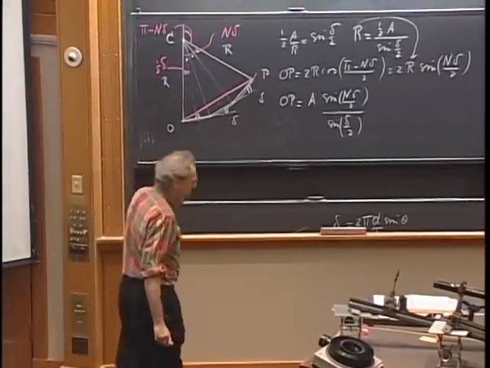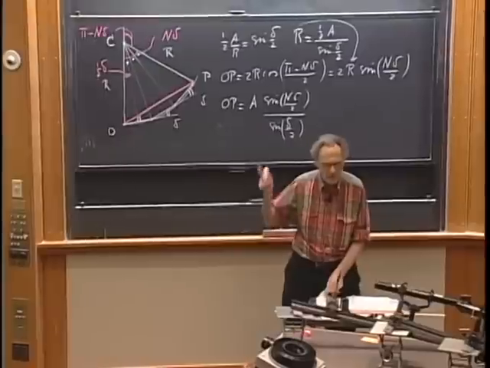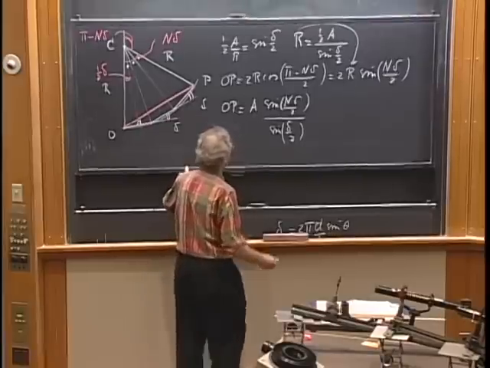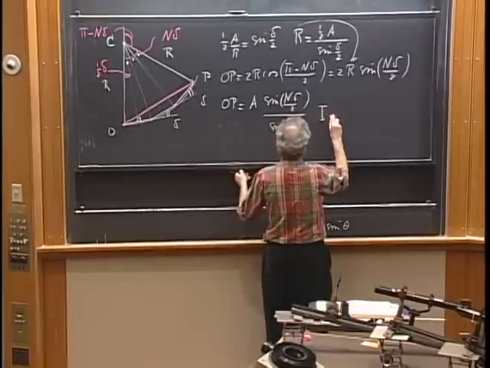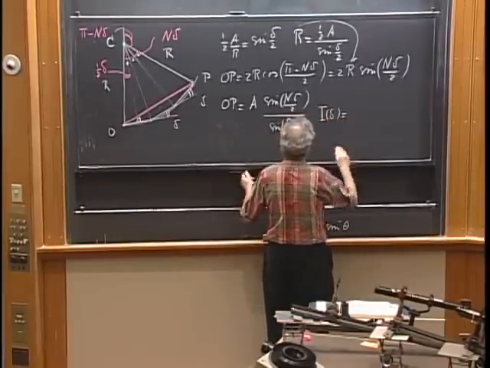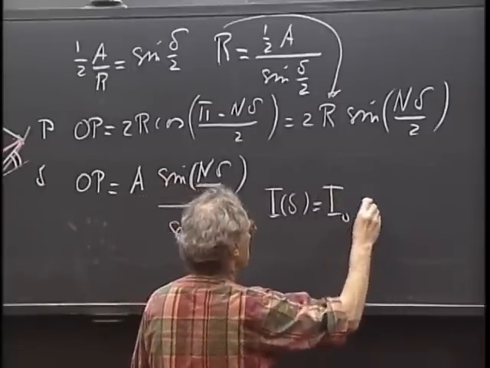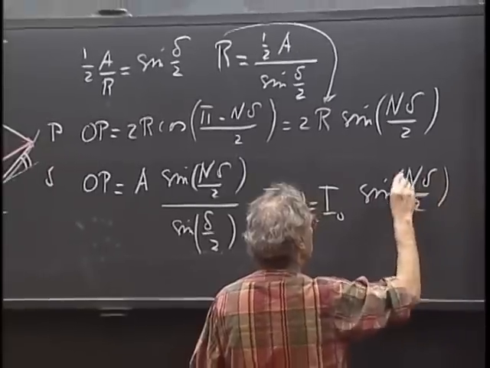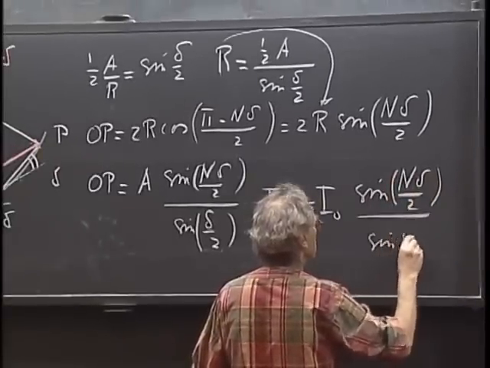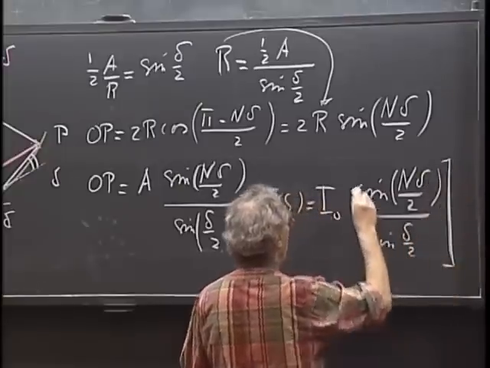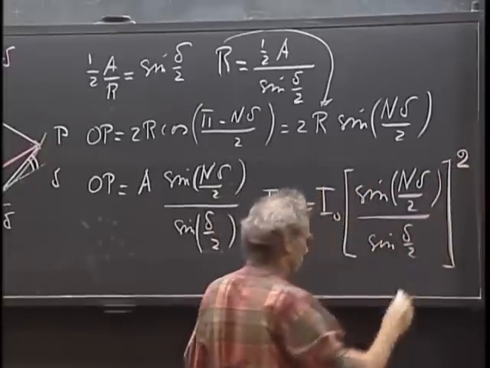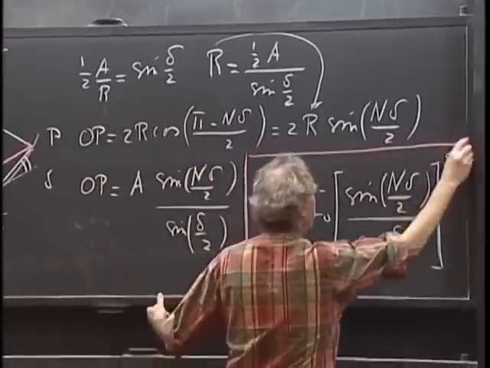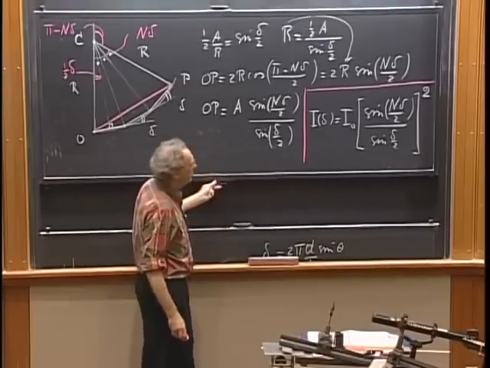So the light intensity, the pointing vector, obviously goes by the square. And so now comes the very famous equation that I, as a function of delta, is I0 times the sine of n delta divided by 2 divided by the sine of delta divided by 2, and this whole thing squared. And you could call this the grating equation. You will see that this is a very complicated function. We will beat it to death together.